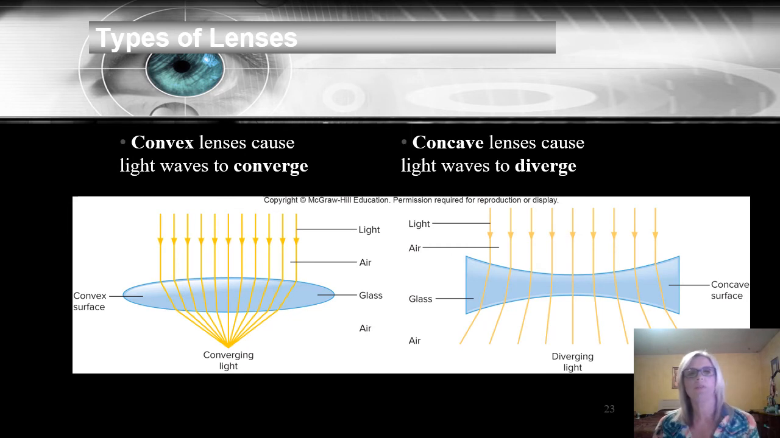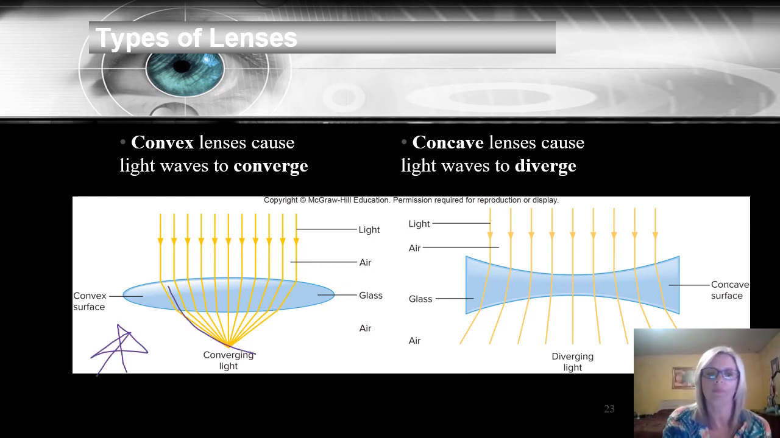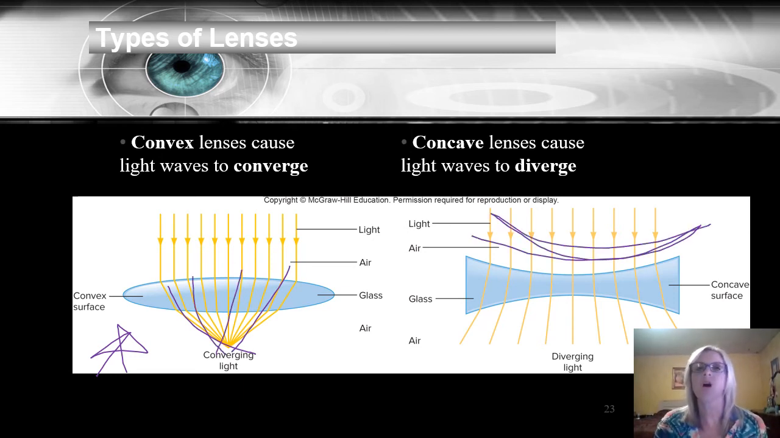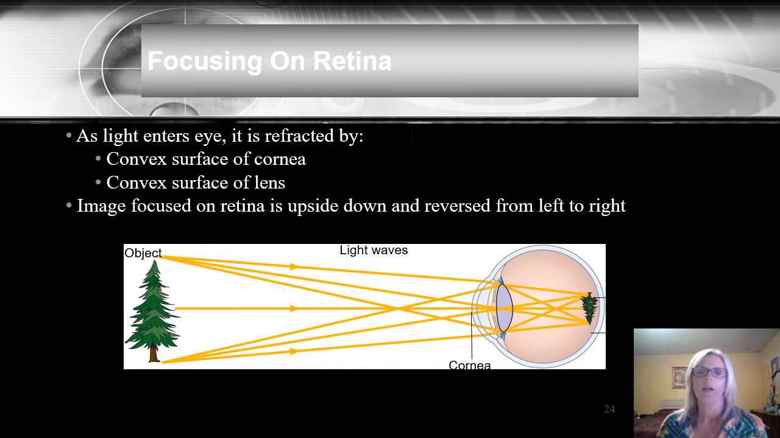It's important to understand the difference between a convex and a concave lens and how they affect those light waves. So a convex surface here on the left causes light waves to converge or to come together. So it brings them together. Opposite of that is concave. If it is concave, that will cause them to diverge or to spread apart. As light enters the eye, the goal again is to focus correctly on the retina. And so it's refracted by the convex surface of the cornea and of the lens, and the image is actually focused upside down and reversed from left to right.